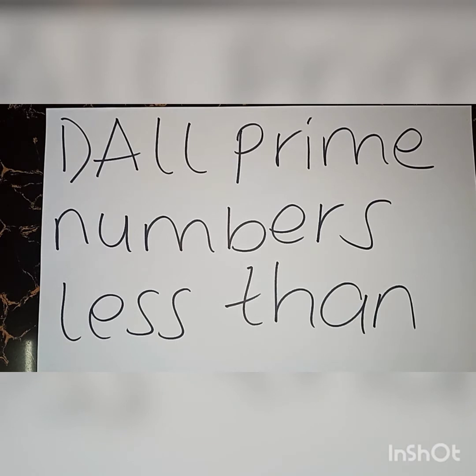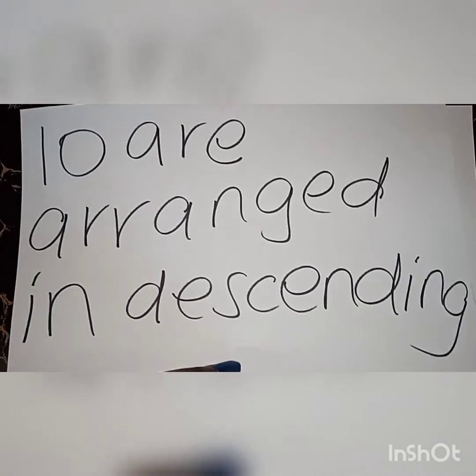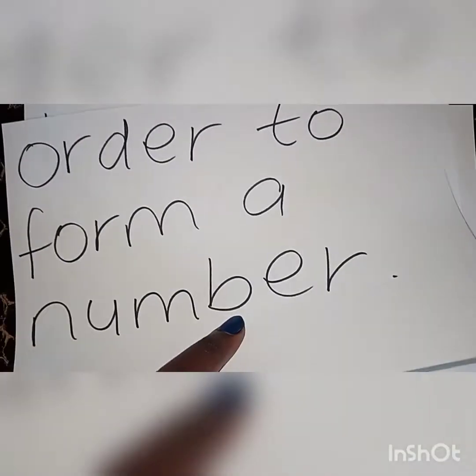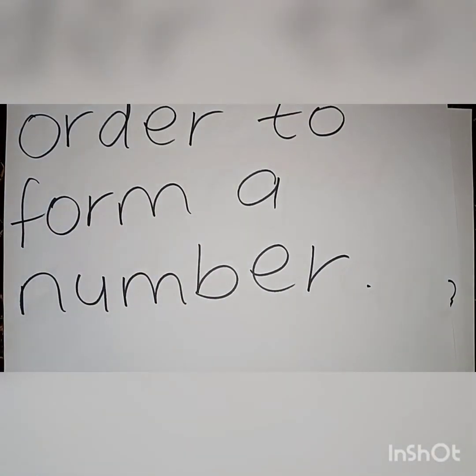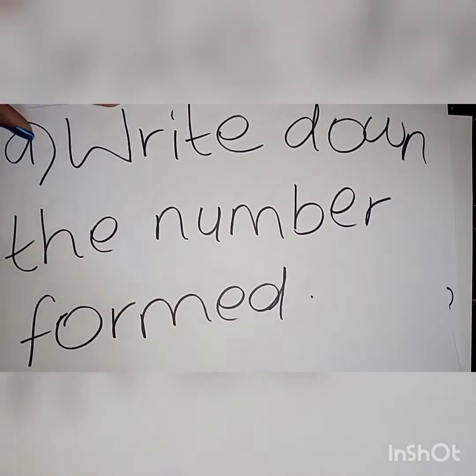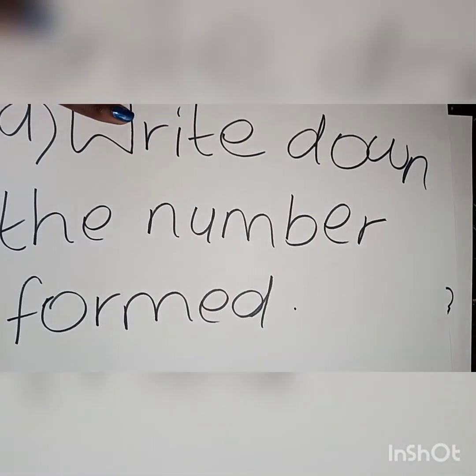So in our last lesson, when we were talking about prime numbers, I left you with one question for practice. Did you try answering the question? If you don't know what I'm talking about, I'll leave the link in the description box below so that you're all on the same page. So what was the question? All prime numbers less than 10 are arranged in descending order to form a number. Write down the number formed. That was the question, okay?